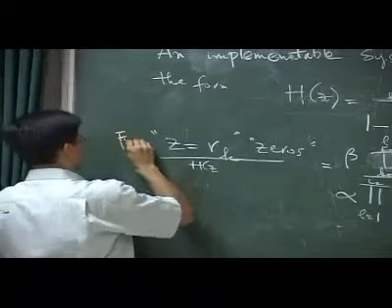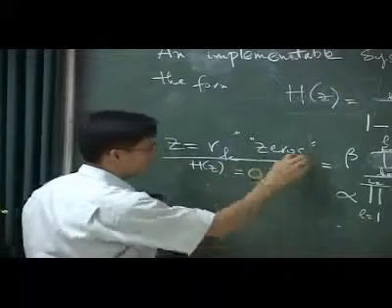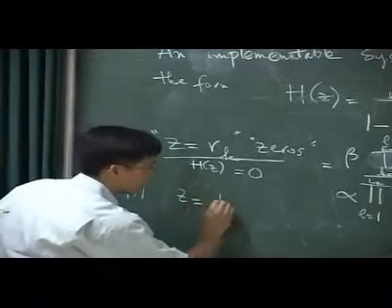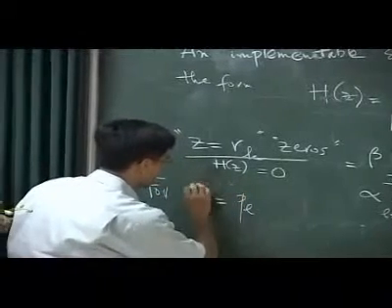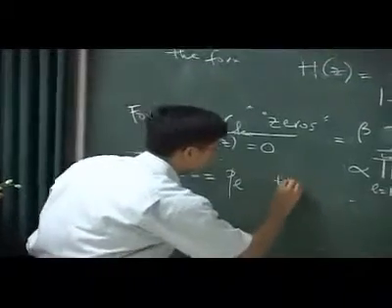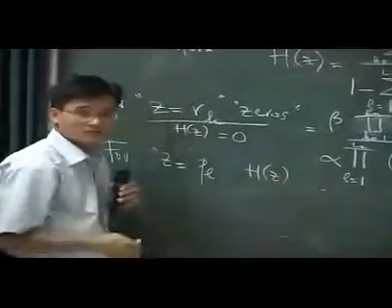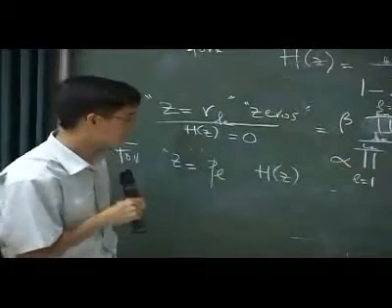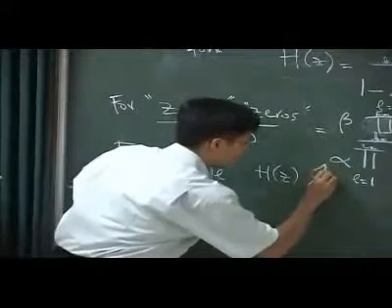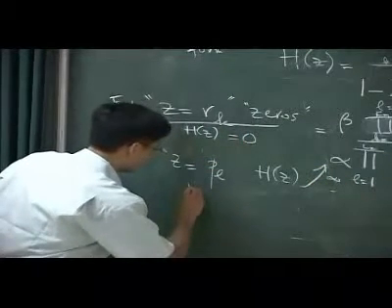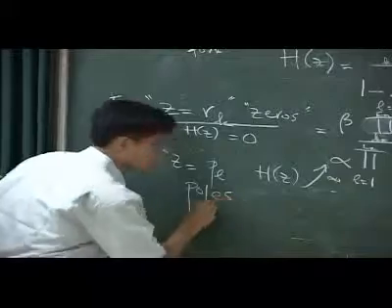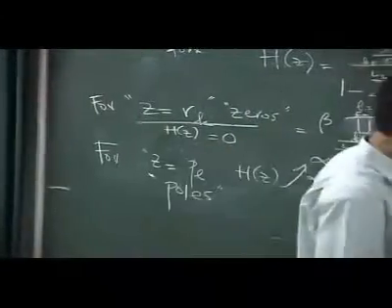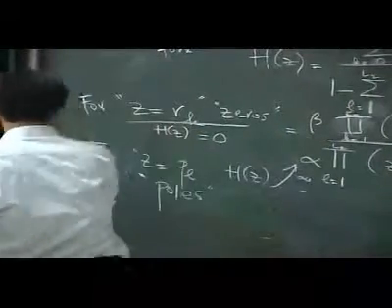For z equal to one of these p_l, what would H(z) be? I divide something by 0, so it goes to infinity. And that's called the poles. The poles and the zeros.